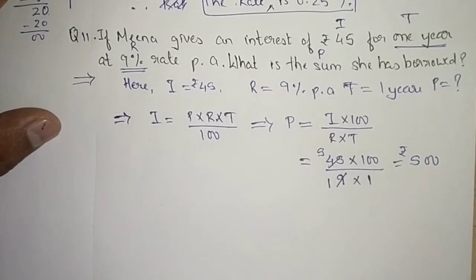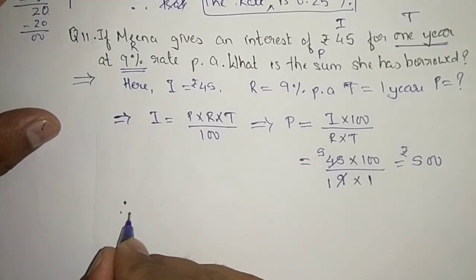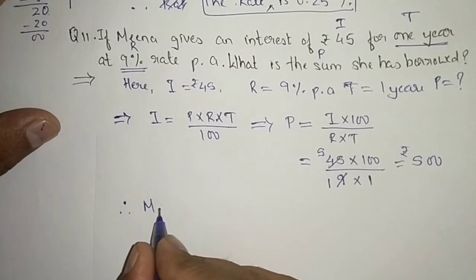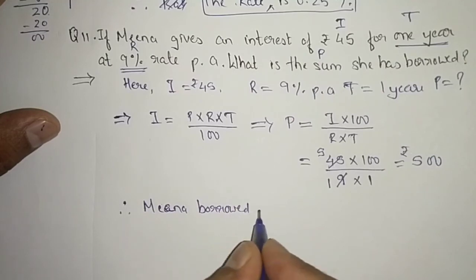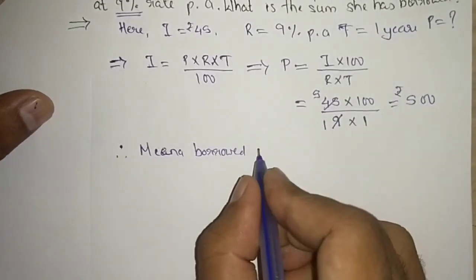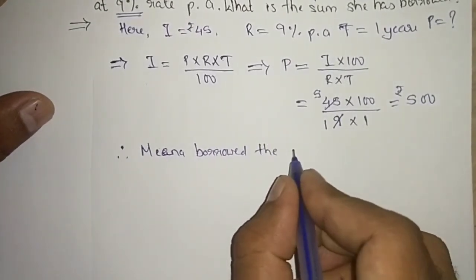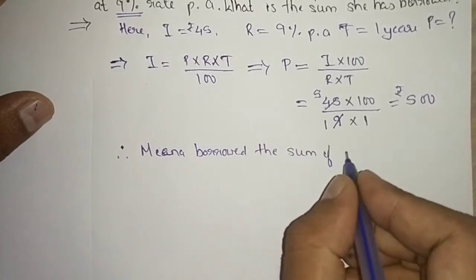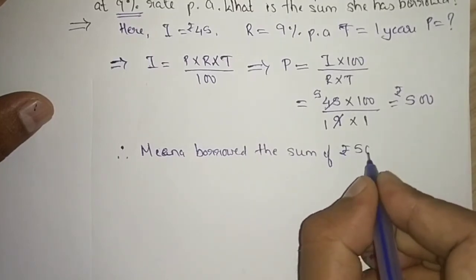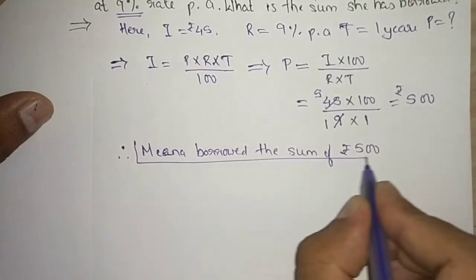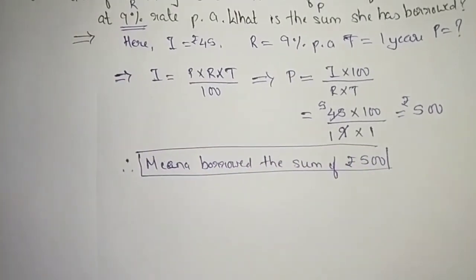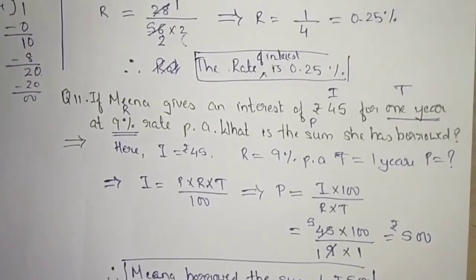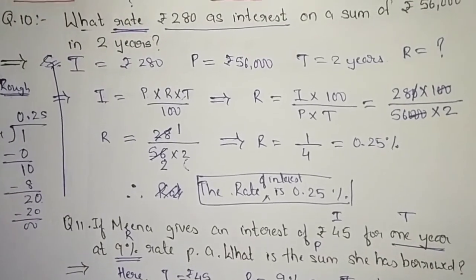So finally we will write, therefore, Meena borrowed the sum of rupees 500. Very easy. Hope you have understood this question. If not, please go through it once more.